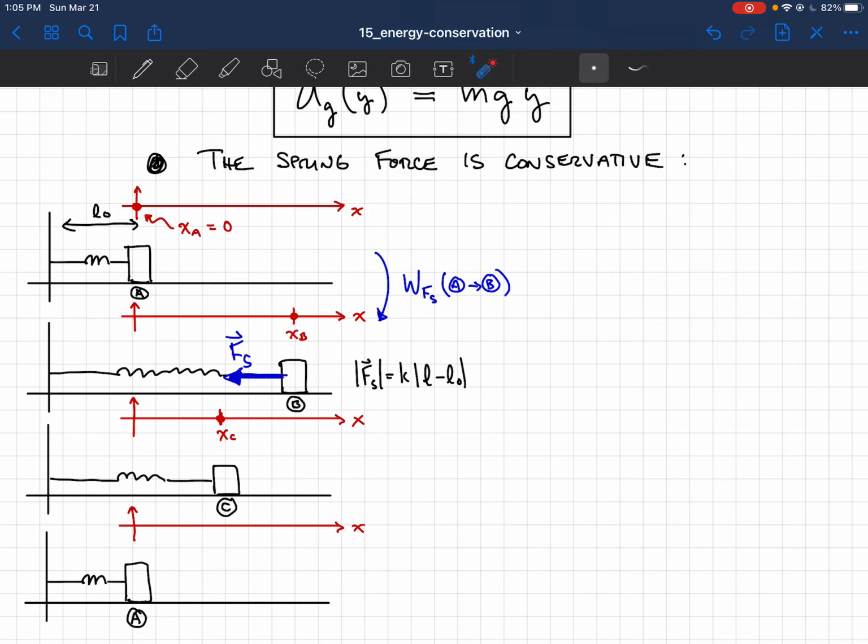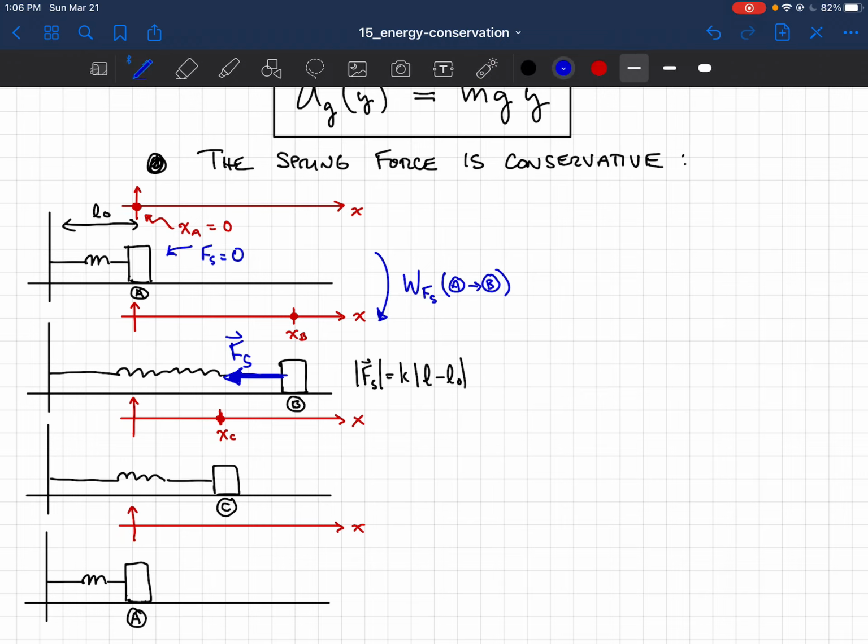Now the problem is that as you pull this mass outward, the force changes. It goes from 0 force here, so Fs is equal to 0 when the spring is unstretched, to some large backwards force here. And along the way, the force is getting larger and larger. So that means that we can't actually use the F dot delta R equation for the work, because that was only allowed to be used when the force was constant.